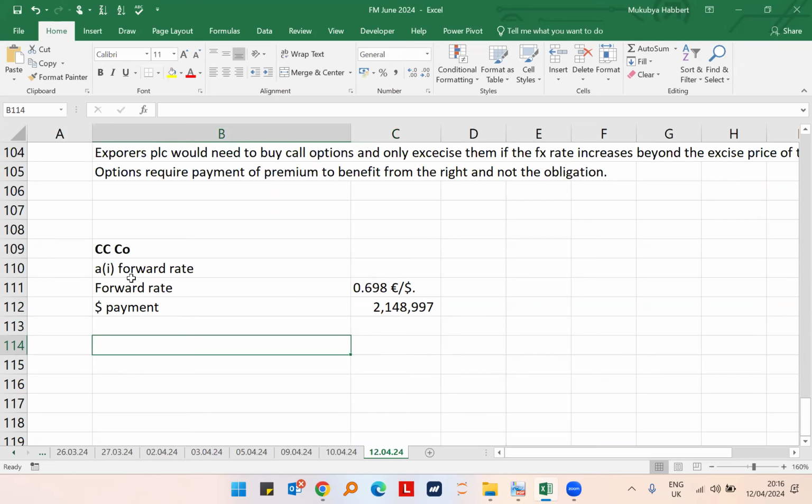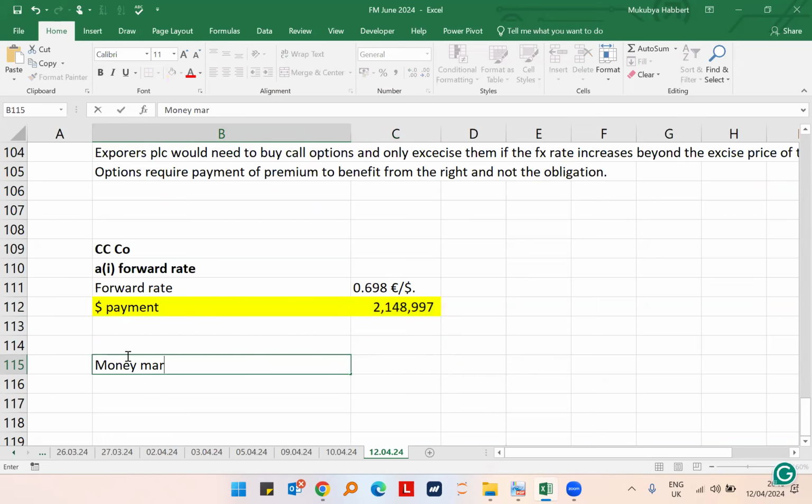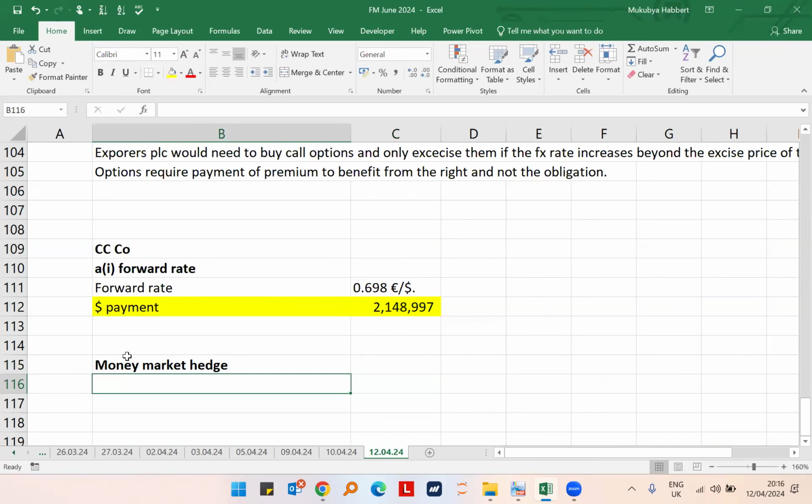So then let's look at the money market hedge. Now for the money market hedge, since this is a payment and we are paying it in 3 months' time, that means that I need to have the euros in 3 months' time. But I want to convert now. So what I'm going to first do, I'm going to borrow some dollars. Now, that's going to be step 1.